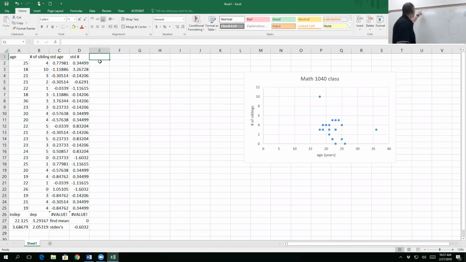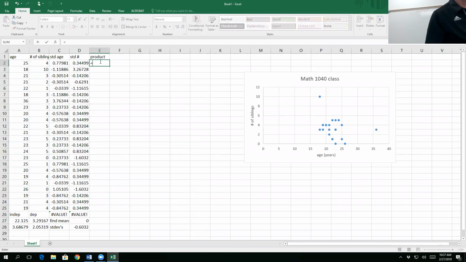Okay, so we found the means. We found the standard deviations. We've now found the standard score for the x. We found the standard score of the y. What are we doing next? We're going to multiply them together. So I need the product here. Okay, what am I multiplying? 0.77 times 0.34. Do I need to F4 those? No, do not. Okay, I'm going to copy that down.